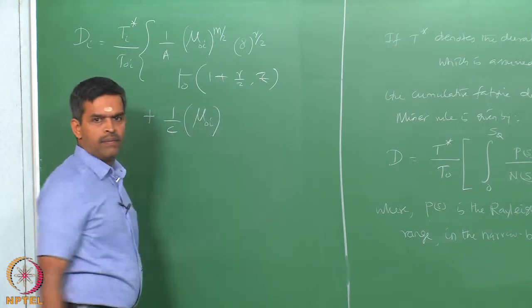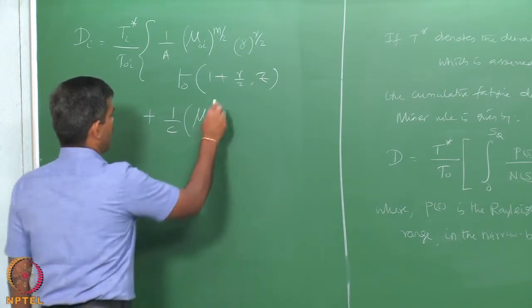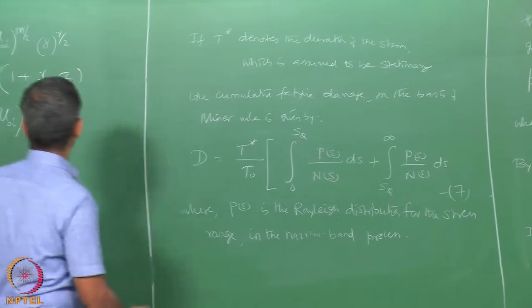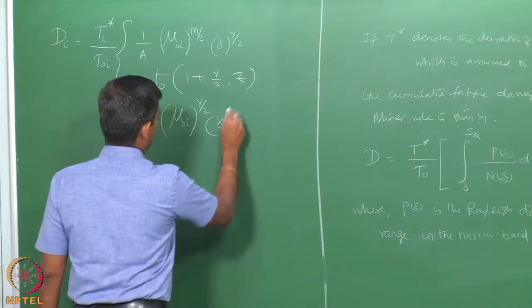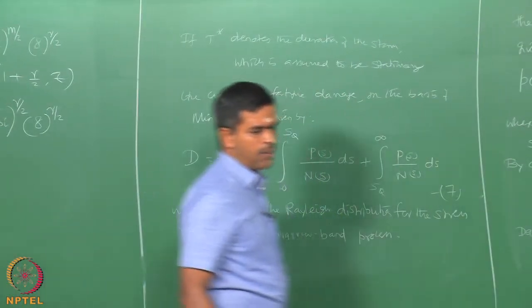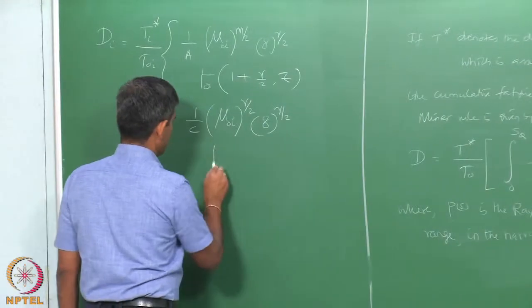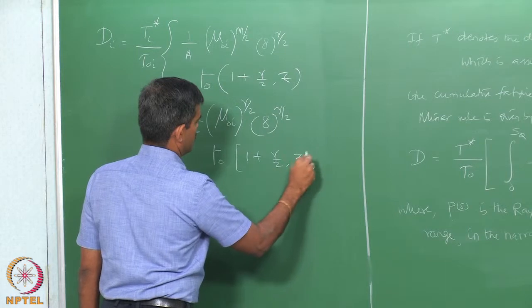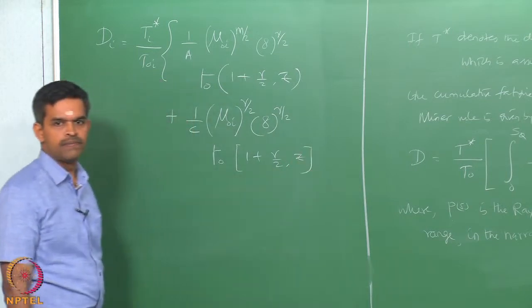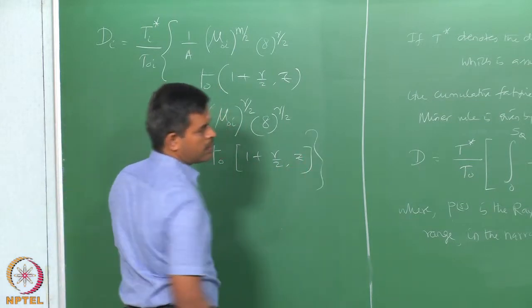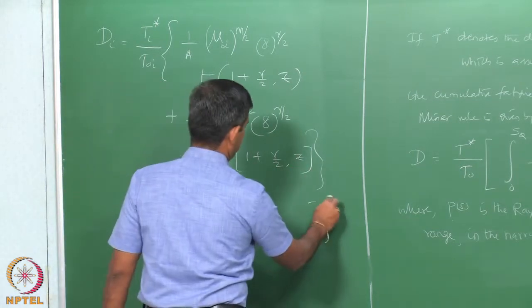Mu 0i raised to the power r by 2, 8 raised to the power r by 2, gamma of 1 plus r by 2, equation number 9.